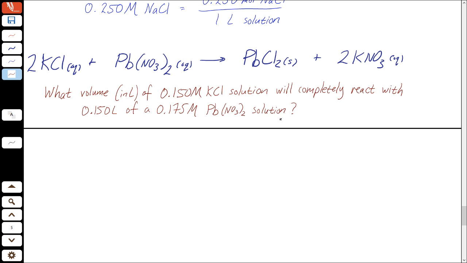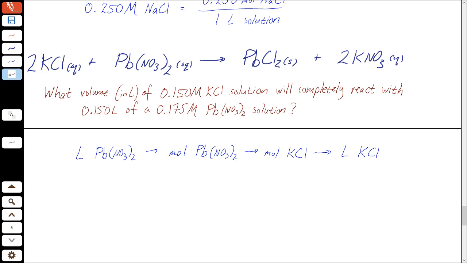So our basic unit plan here is going to be, we're given liters of the lead nitrate solution. We're going to convert that to moles of lead nitrate. Then we're going to use our reaction stoichiometry to get moles of KCl. And then figure out how many liters of KCl solution that would be. So the technique here is exactly the same as before. The only difference is how we get moles and then how we get our final amount in volume instead of mass. Okay, so let's look at how we can use molarities to do a conversion like this.